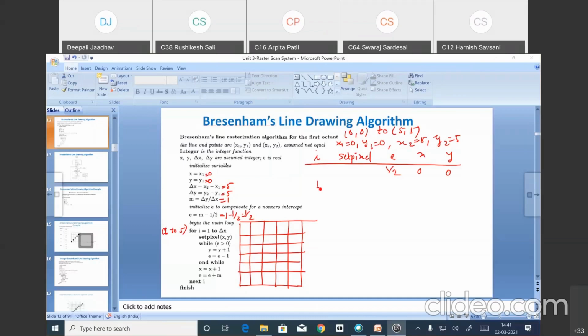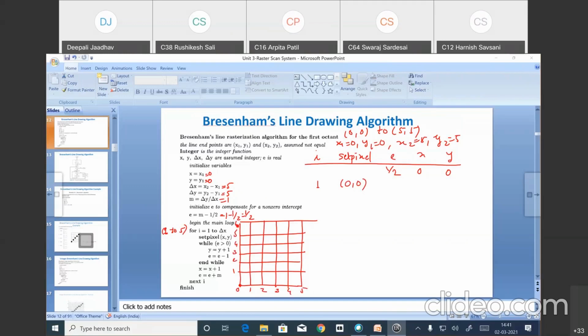Next, set pixel x comma y. What is x and y here? 0, 0. Currently it is 0, 0. So set pixel 0, 0. I write here 0, 0.